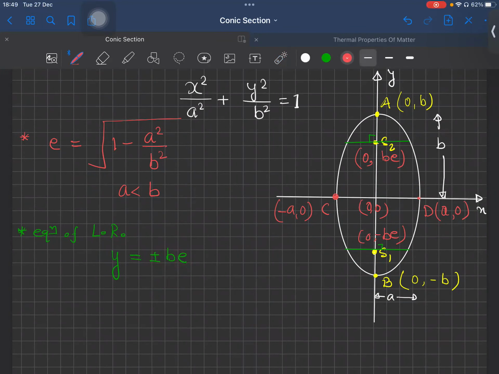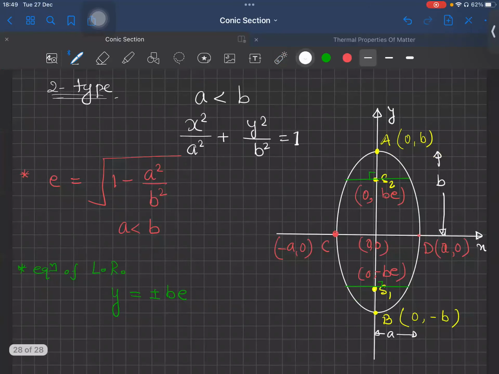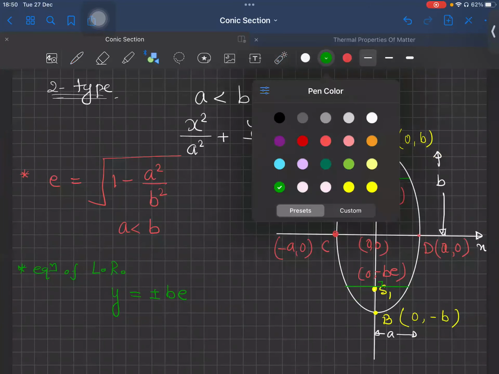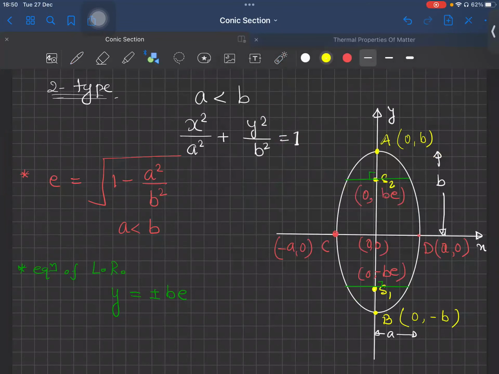What else have we missed? The directrix. What will be the equation of directrix? Let's say that is your directrix 1 and directrix 2 here. So this is your directrix.